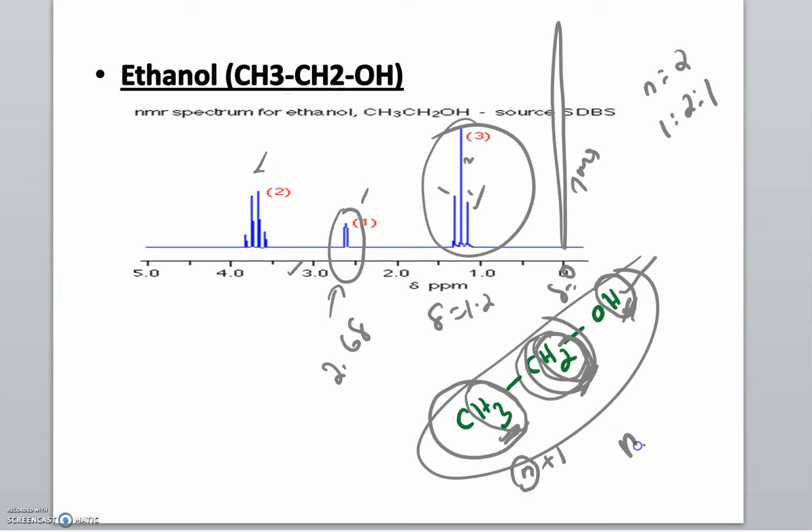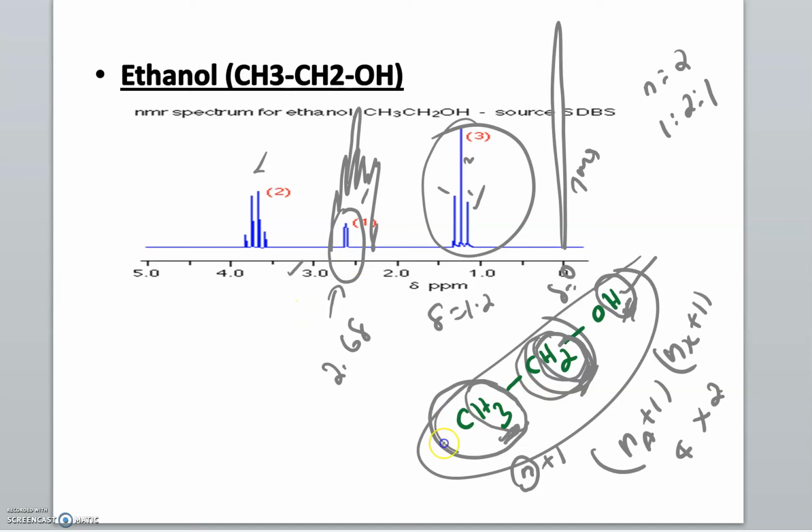We have already studied the equation, Na plus 1 into Nx plus 1. That is Na plus 1, 3 plus 1, 4, into Nx, which is 1 here, 1 plus 1, 2. That is 2 into 4, 8 lines. Actually, we get 8 lines like this. That is the case of this CH2 group.